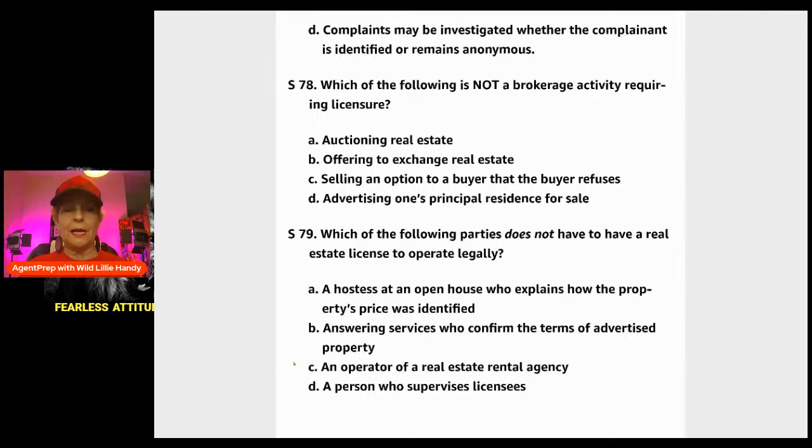All right, number 79. Which of the following parties does not have to have a real estate license to operate legally? Okay, which party does not have to have a real estate license to operate legally? A, a hostess at an open house who explains how the property's price was identified. B, answering services who confirm the terms of advertised property. C, an operator of a real estate rental agency. Or D, a person who supervises the licensees.